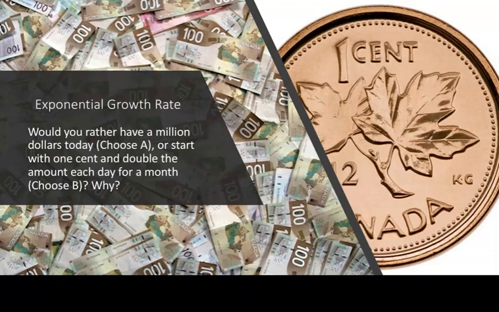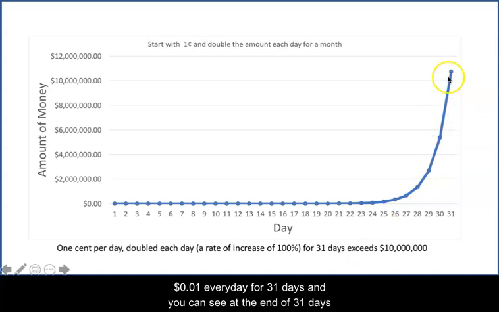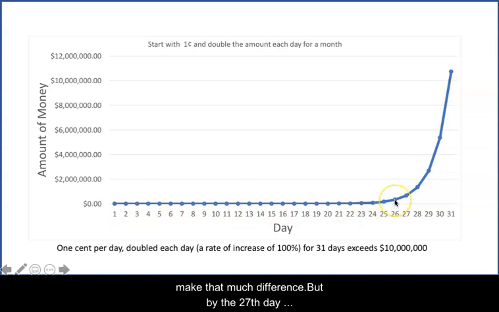And here's why. So here I've created a spreadsheet that doubles 1 cent every day for 31 days. And you can see at the end of 31 days, you would have over $10 million. You can see for the first 25, 26 days, it doesn't seem to make that much difference. But by the 27th day, you start to hit the exponential part of the curve, and it increases very rapidly.